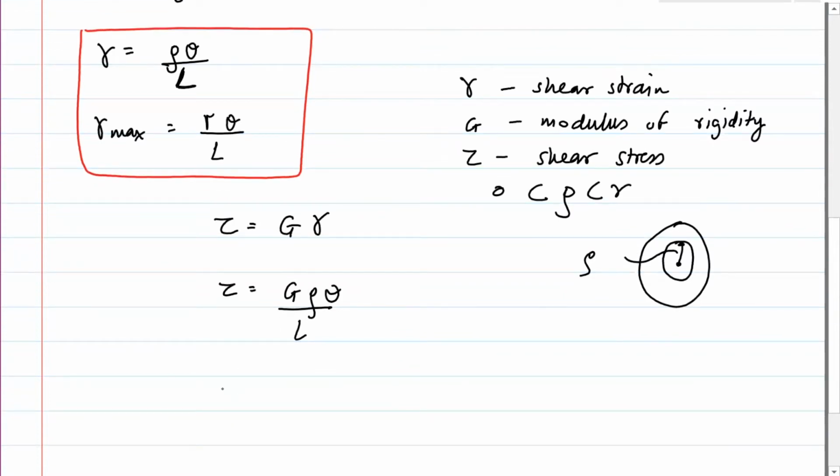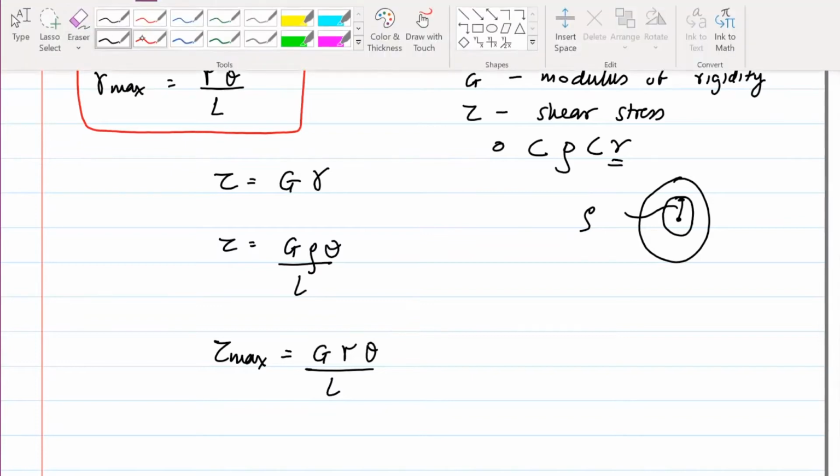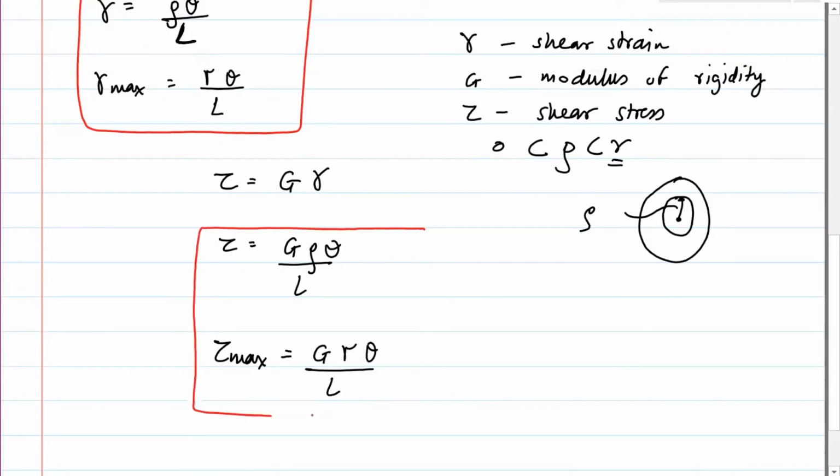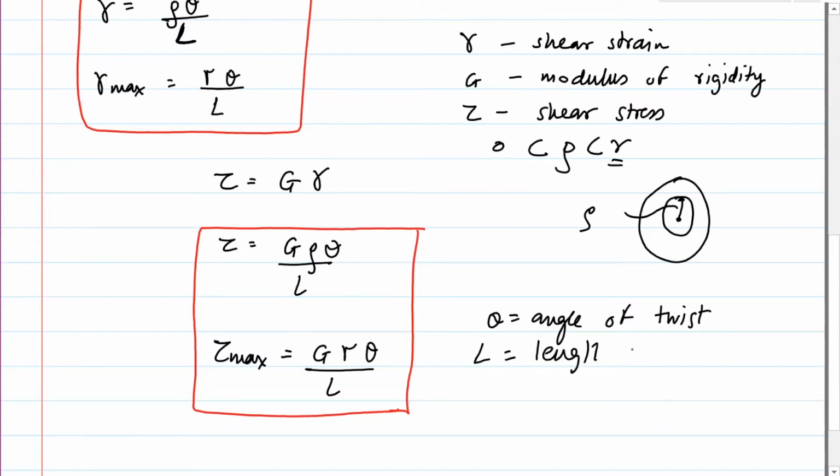So tau is that. And then tau max is when I put R for rho, because you see that it's directly proportional to rho. So G times R theta divided by L. So that's the other thing you want to know. I think theta is called the angle of twist, and L is the length of the cylinder or shaft.